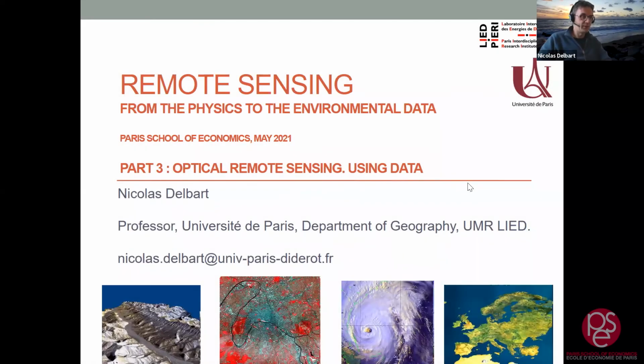Hello, everyone. So today we will start from where we were the last time. What we have seen in the last lecture are the very basics of optical remote sensing, including the question of the spectral signature, the reflectance, and also the questions related to the orbits and to the sensors that explain the differences between the different sensors. So today it will be more about how to use the data from optical remote sensing.